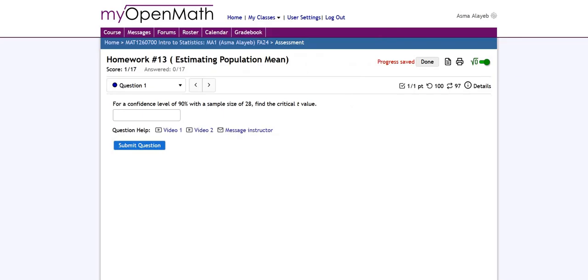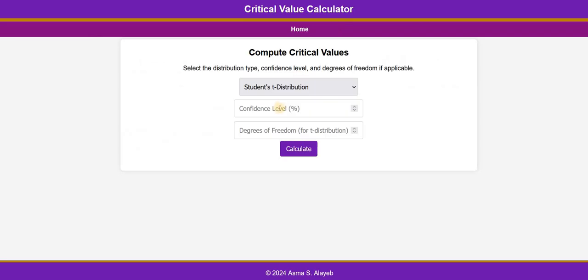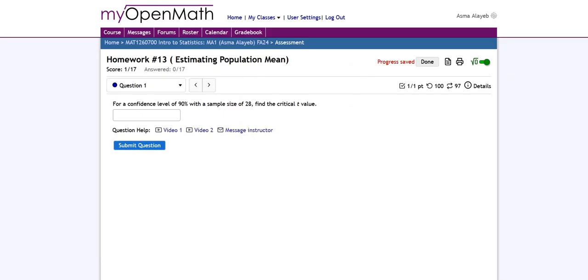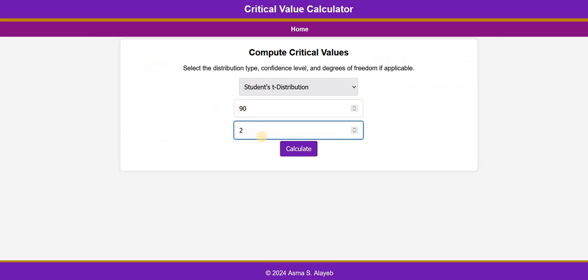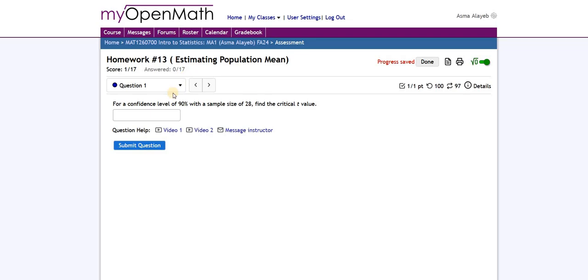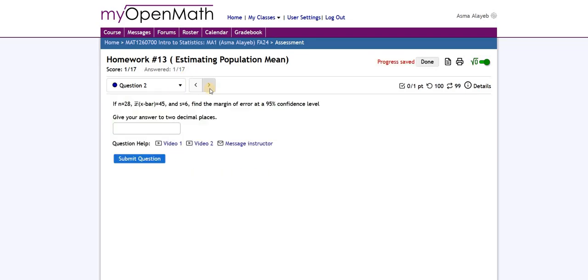The level of confidence mentioned in the question is 90%, so we're going to say 90% here, and then the degree of freedom is basically the sample size minus 1. The sample size is 28, so the degree of freedom is 27. And then you're going to click calculate, and that should be your critical value. So I'm going to go ahead to the homework, and I will paste it here. That should be the answer.